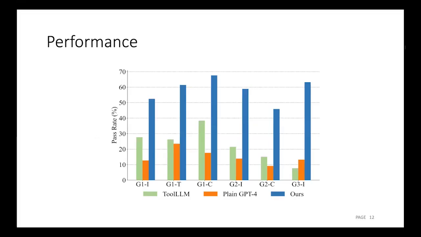So this is the performance we compare with ToolLLaMA, a baseline method by Tsinghua University. We also compare with the orange bar, which refers to the vanilla use of GPT-4, and the blue bar is our method. Different bars mean different data sets. G1I is one data set, G1T is another data set, and G3I is another data set. You can see the improvement is at least 2 times and at most 8 times. So there's significant improvement here in terms of the pass rate.